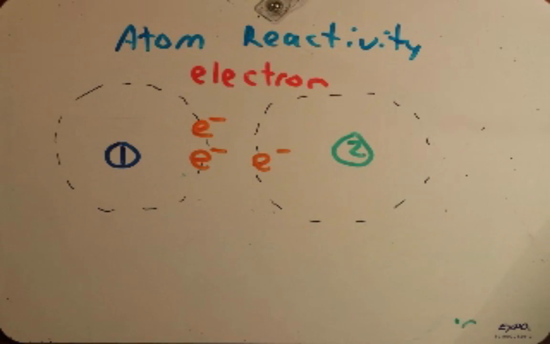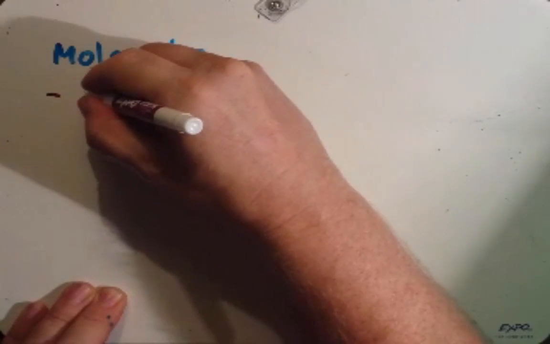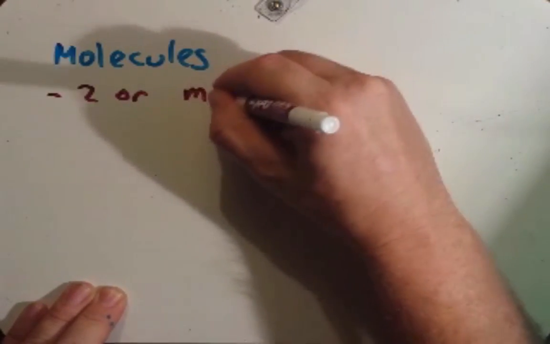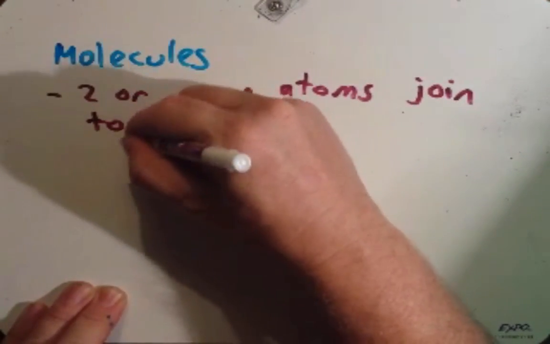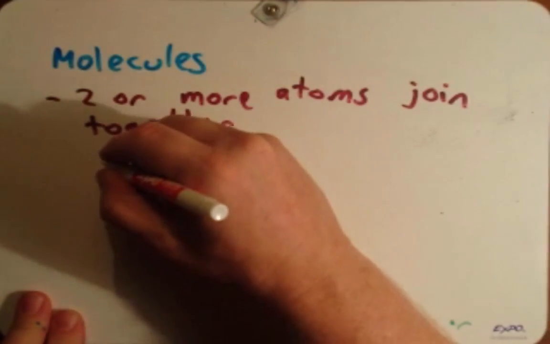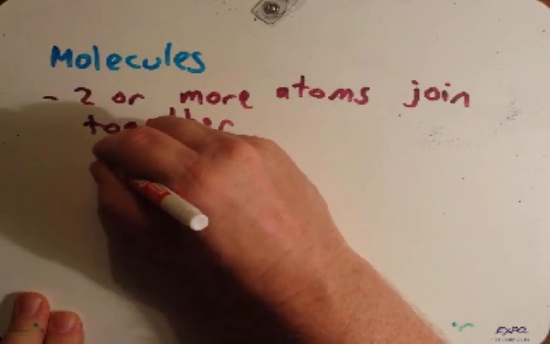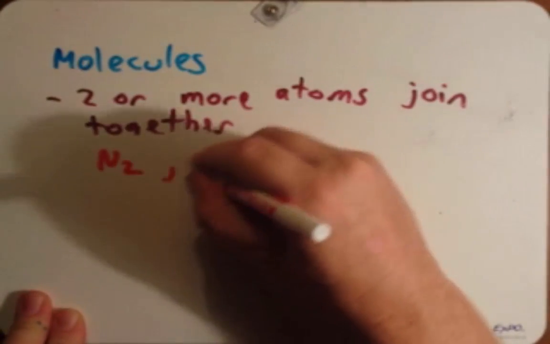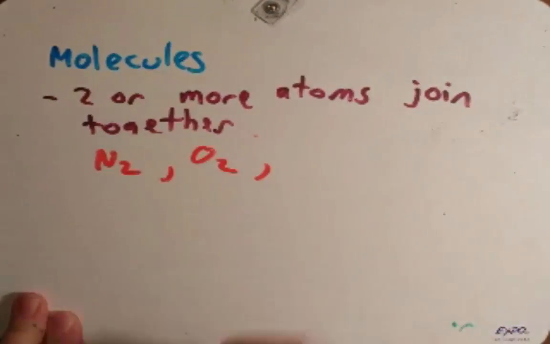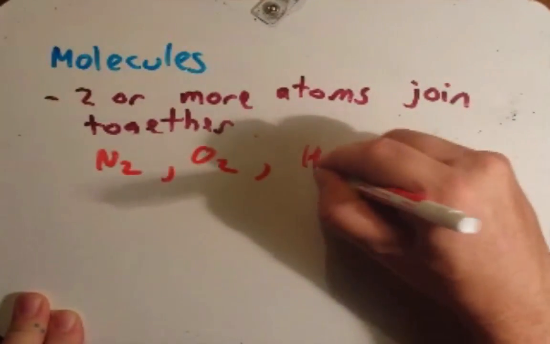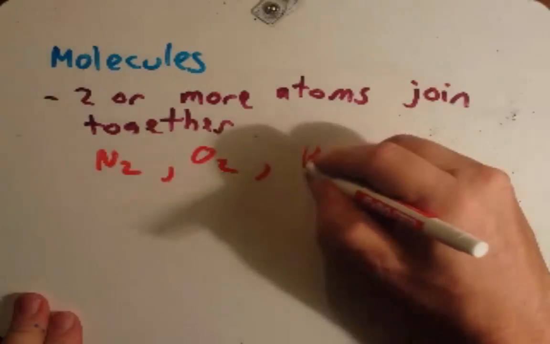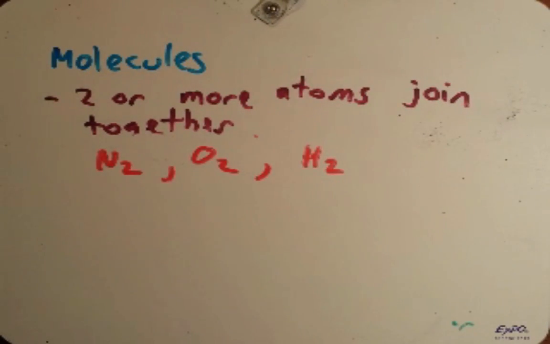Now let's talk about molecules and compounds. So first, what is a molecule? A molecule is when two or more atoms join together. Examples of molecules include molecular nitrogen, which we'll abbreviate as N2, molecular oxygen, which we'll abbreviate as O2, molecular hydrogen, which we'll abbreviate as H2. Now what you'll notice is that for these molecules, they're each of the same kind of atom.